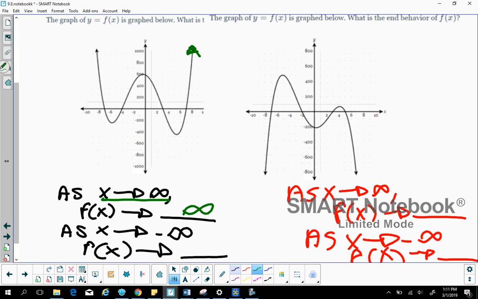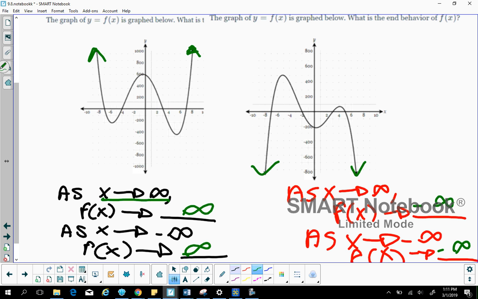Then this one has x getting towards negative infinity. What's happening with the y? That's your first answer. What's the second one, Brian? Negative. Yep. That's because as x is getting bigger, the end behavior of y is pointing down towards negative infinity.